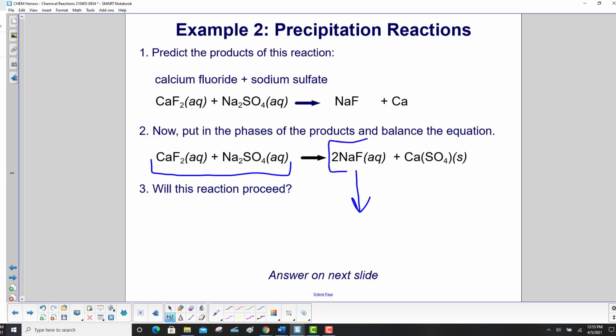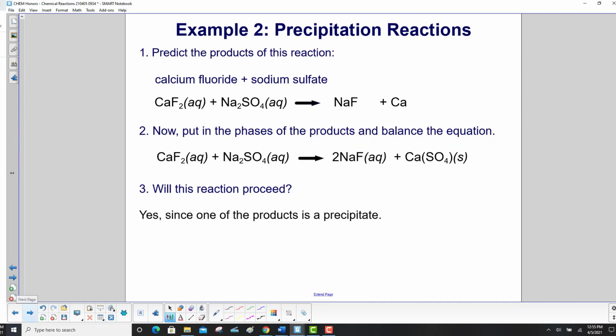So this will be aqueous, and then this will be our precipitate. And then we just balance the equation like we've done before, ensuring that the same number of elements are on each side, and that's what we have there. We put the 2 in front of the sodium fluoride. And finally, will this reaction proceed? Yes, it will. Why? Because one of the products is a precipitate, the calcium sulfate.